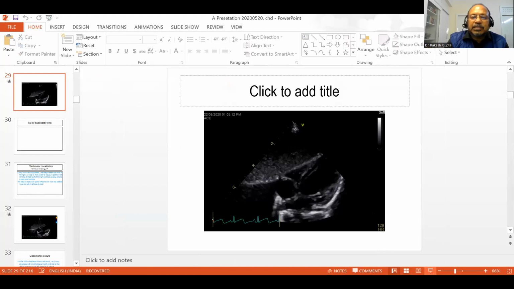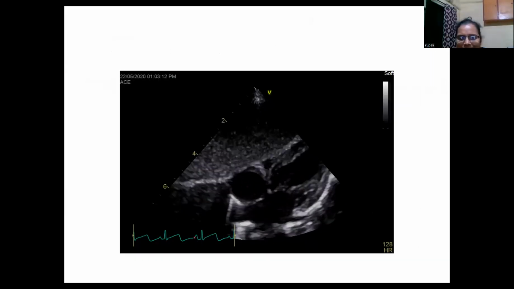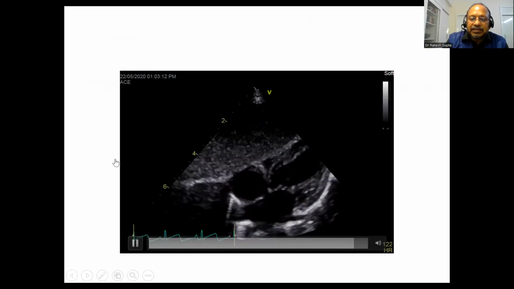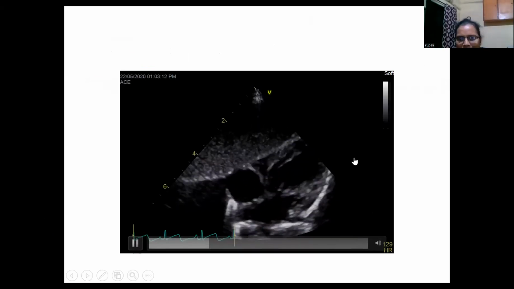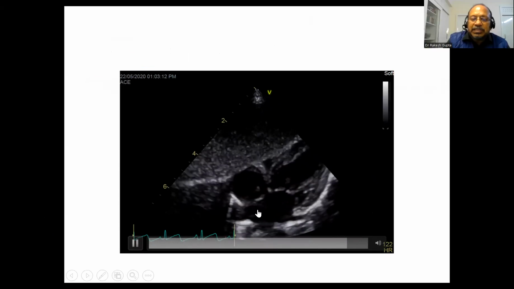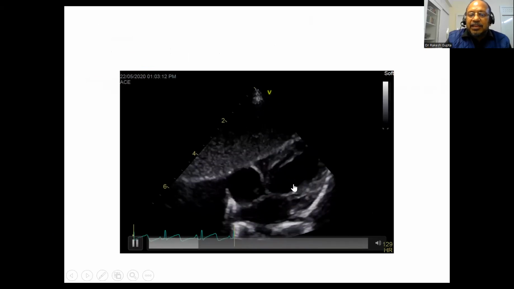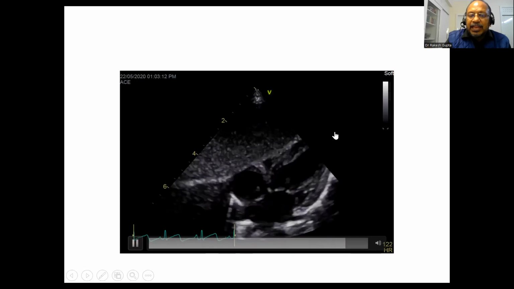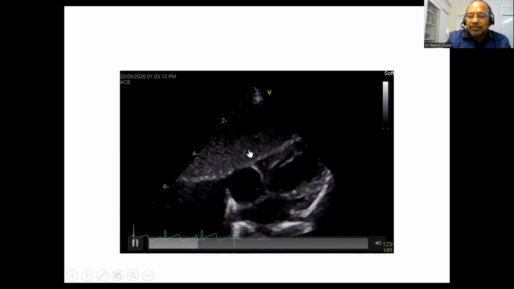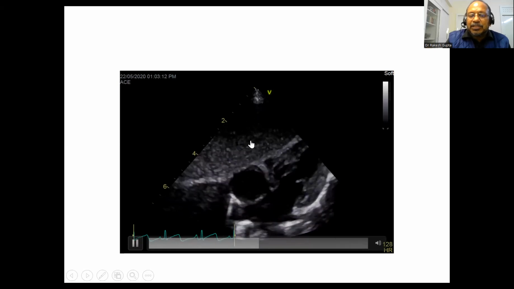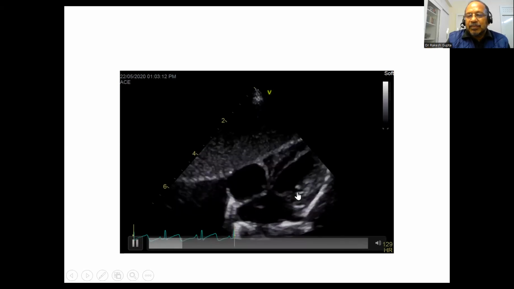Can you see the slide? This is a subcostal window. This is anterior, this is posterior, this is left, this is right. You can see my arrow also? When we open this subcostal window, the RV and RA are anterior to the LV and LA, and to the right of the LV and LA. So this is left side, this is right side. When this happens, it is known as levocardia.